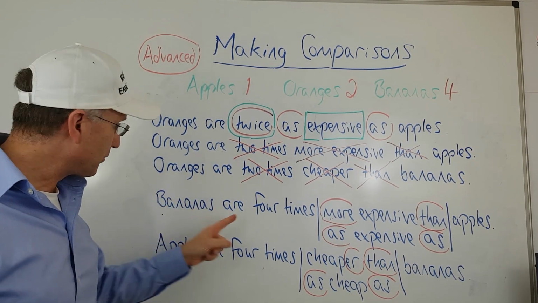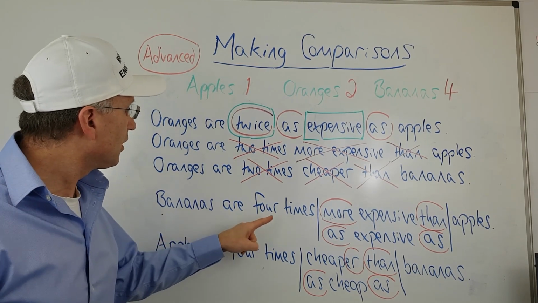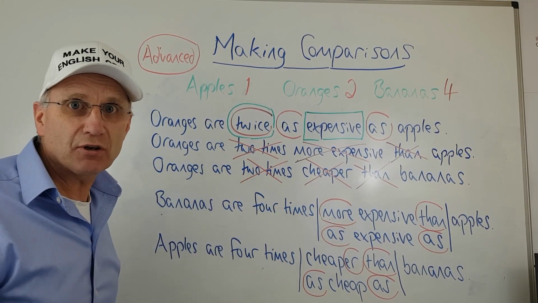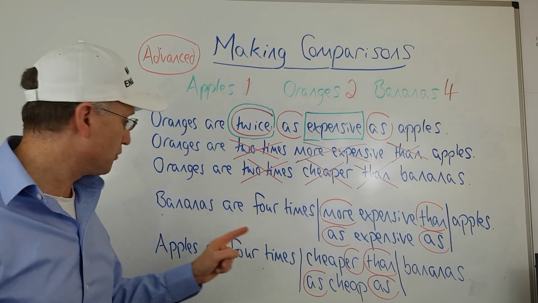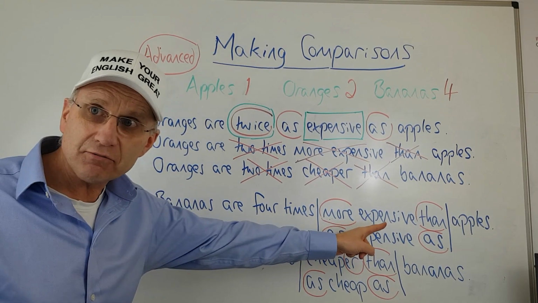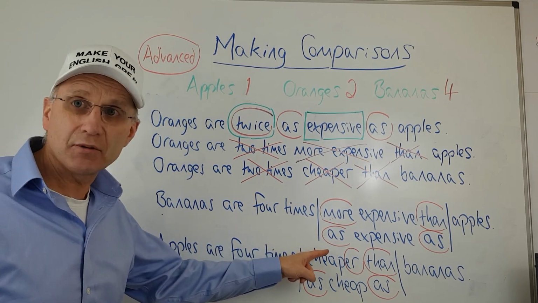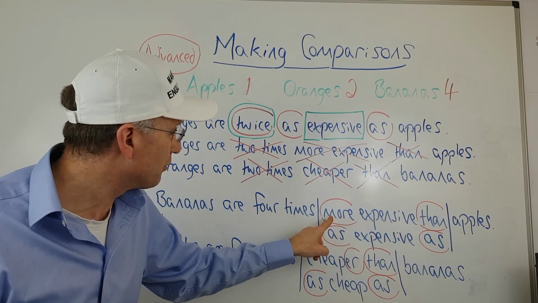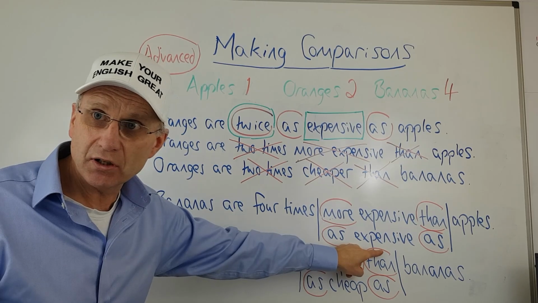If, and now we get on to bananas, if it's more than twice, if it's 3 times, 4 times, 5 times, 100 times, you have 2 options. You can say bananas are 4 times more expensive than apples, or you can say bananas are 4 times as expensive as apples. So with the than, you have the more. With the as, you don't change anything.